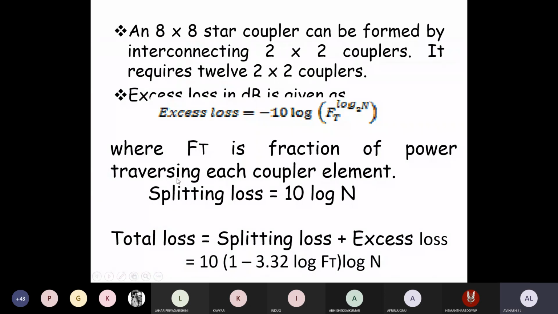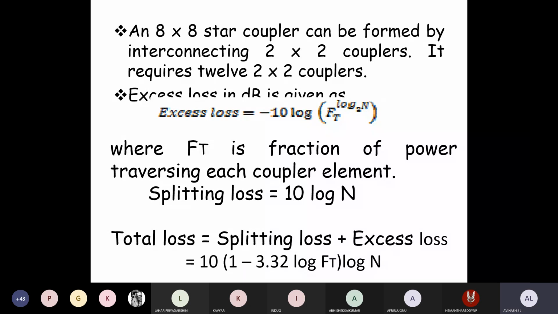Now here you can see some of the explanation part of it and some of the losses we have taken here. An 8x8 star coupler can be formed by interconnecting 2x2 couplers. That's fine. It requires 12 2x2 couplers. So that is also we understood, how we require 12 couplers, and all we understood.